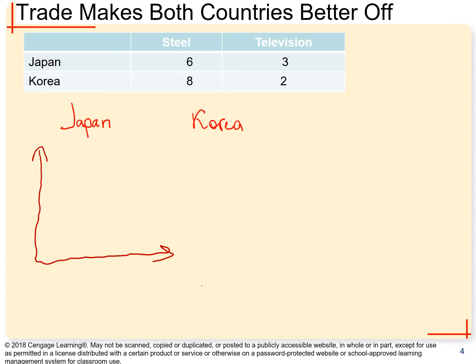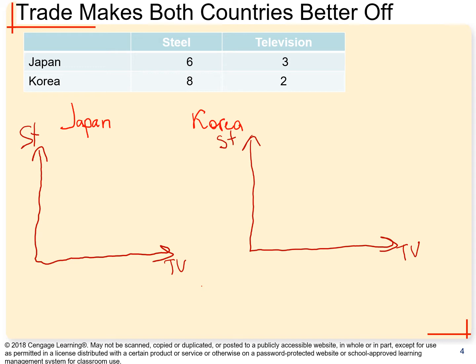Japan can produce some units of steel. I'm going to put steel on our vertical line, and Japan can also produce some TVs. I'm going to go ahead and build these coordinates for Korea too, and I'm going to be consistent. If I put steel on the vertical line for Japan, I'm going to put steel on the vertical line for Korea, and TV for Korea is going to be on the horizontal line, the same as I did for Japan. In order not to mess up or be confused in our analysis, I'm going to be very consistent.